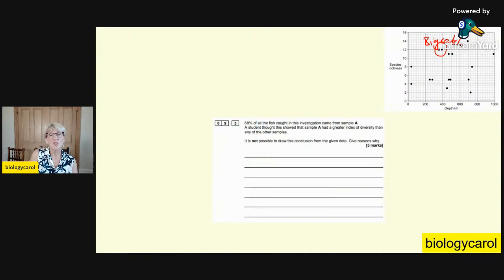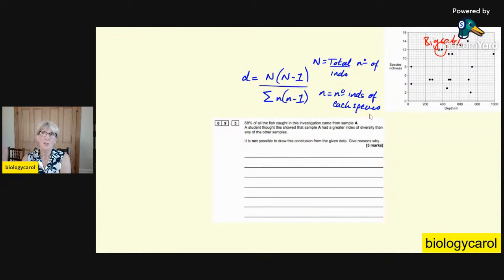A student thought that this showed that sample A had a greater index of diversity than any of the other samples. It is not possible to draw this conclusion. Give reasons why. Well, my thinking went: what does the index of diversity require you to have? Even if you don't remember the equation, which is pretty horrible, you might remember that it involves big N and little n. Little n means you need the number of individuals of each species recorded, and big N is the total number of individuals overall.